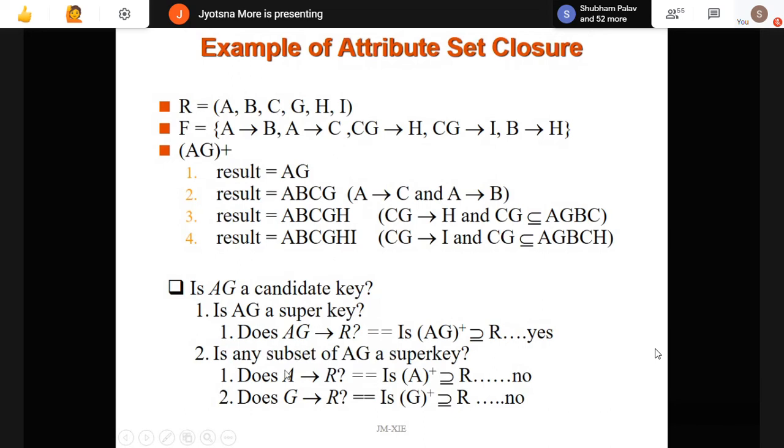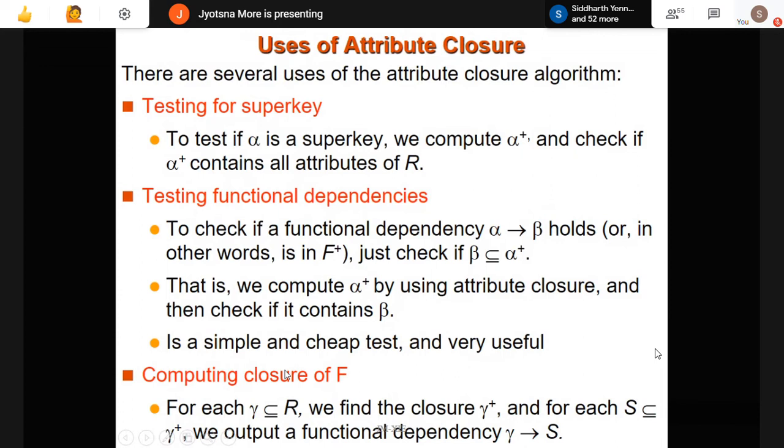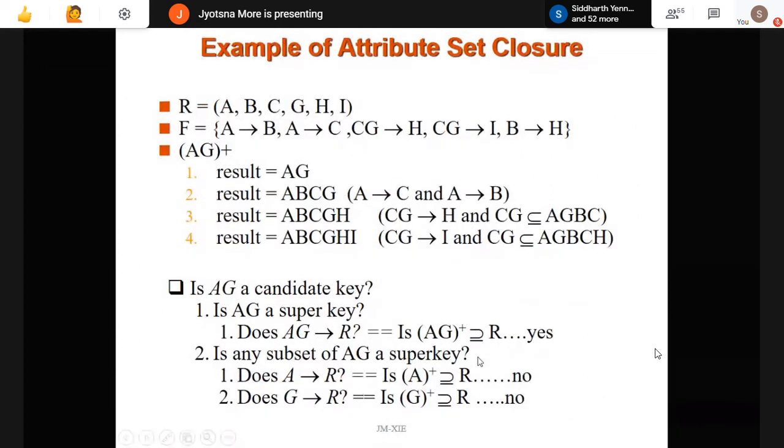Is any subset of AG a super key? For example, I can say A determines R. Is A determines R possible? You can solve this and you will come to know it is not possible. That is okay, I'm not solving this. Find out the A plus. You will not get R as a subset of A plus. Similarly, find out only G plus. You will not get R as a subset of G plus.